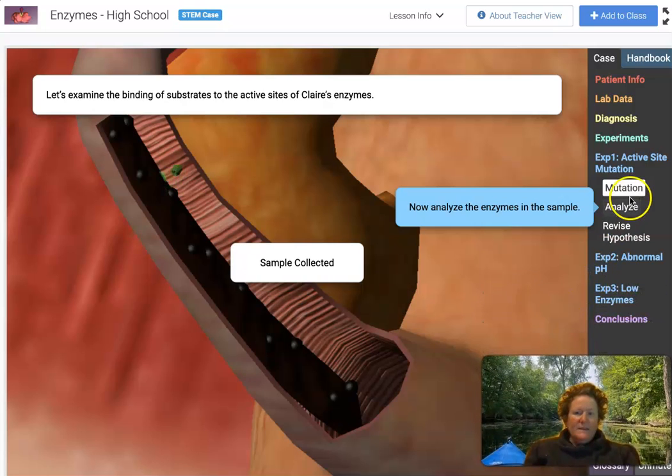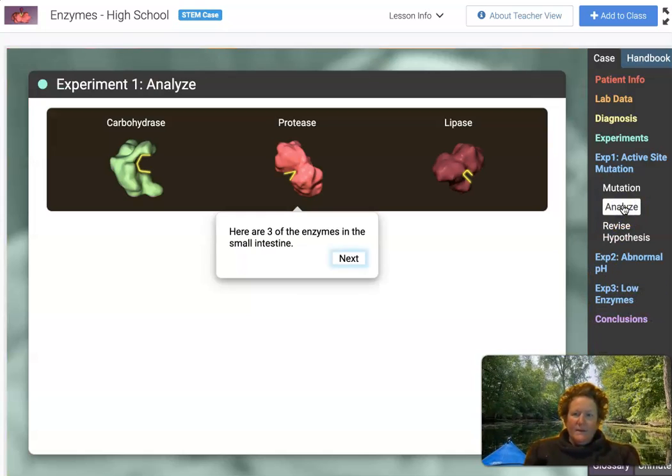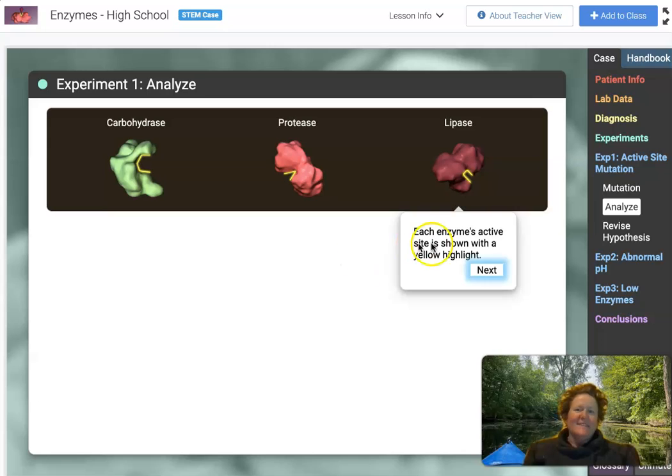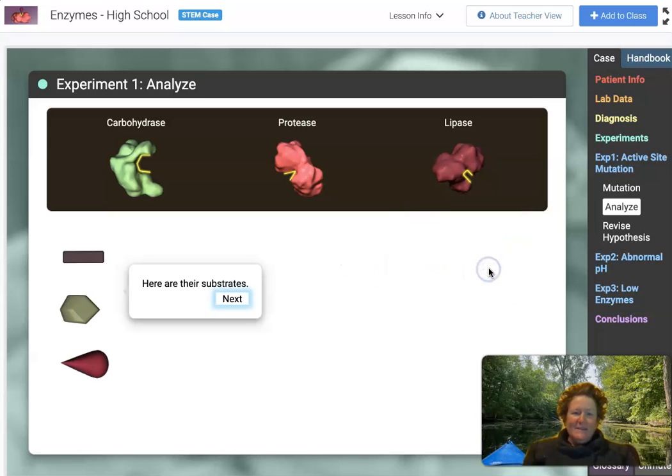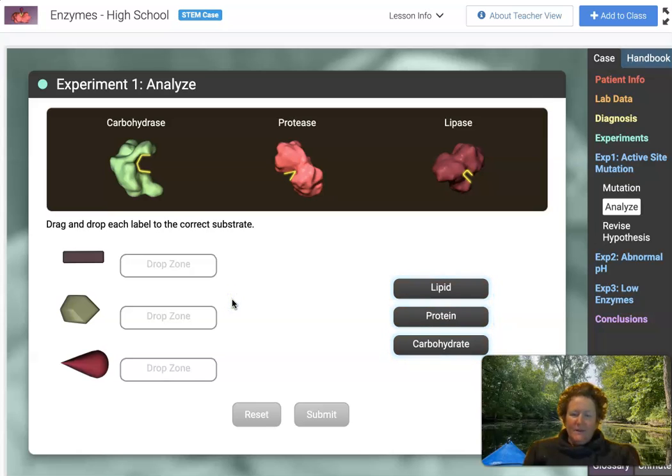A lot of things that they do in Gizmos are kind of magic. You don't really do this in the lab. You can't see an enzyme. It's too small to see, even under a microscope. So you have to make some inferences from other kinds of tests.